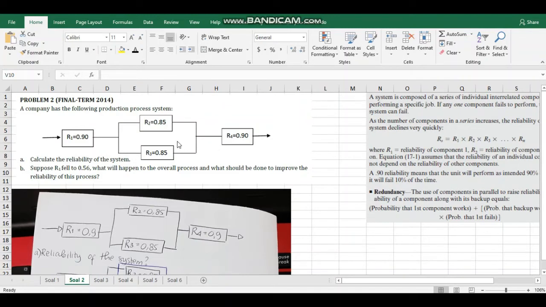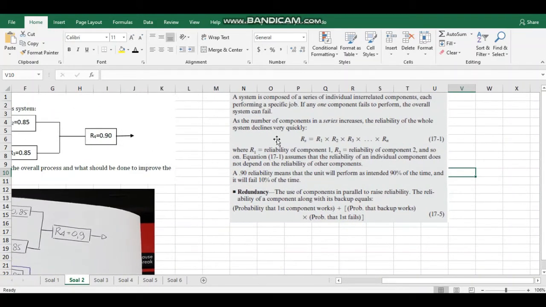Okay, next to the second problem. Here we have a reliability problem. A company has the following production process system. As you can see here, there are 4 machines or components, so each box represents a different or specific job, and then we have to calculate the reliability of the system. And then suppose that R1 fell to 0.56, what will happen to the overall process and what should be done to improve the reliability of this process.